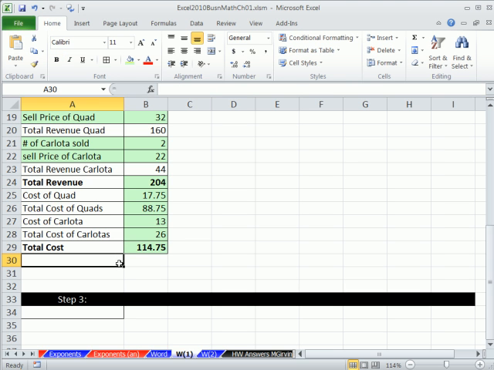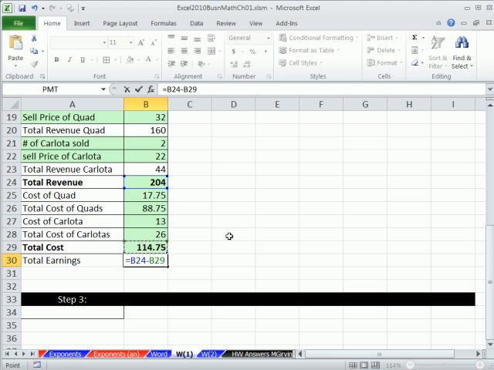Total profit. Remember, the word profit is a synonym for earnings or net income. So earnings, profit, net income are always going to be total revenues minus total cost. Or you might see total expenses here. So all right. Oh, subtraction. A straight, here's our total revenue minus our total cost.